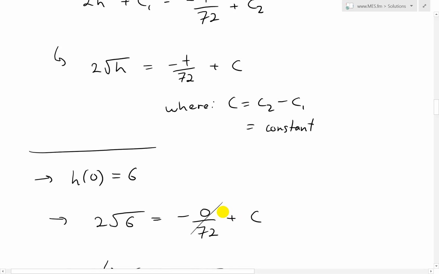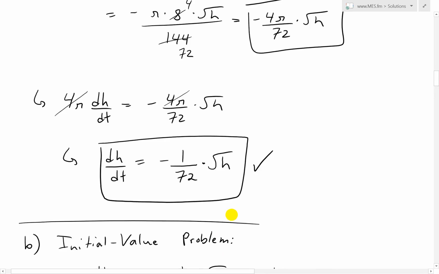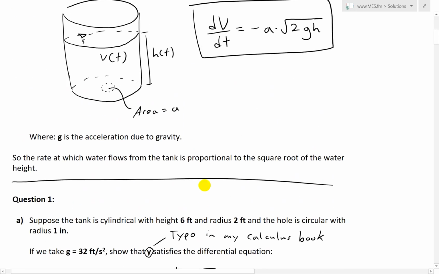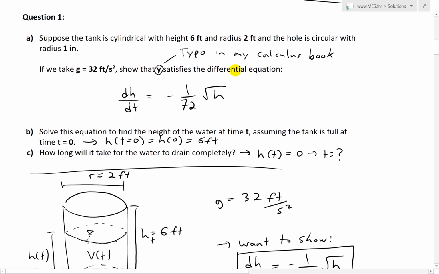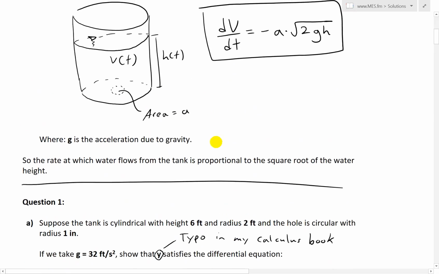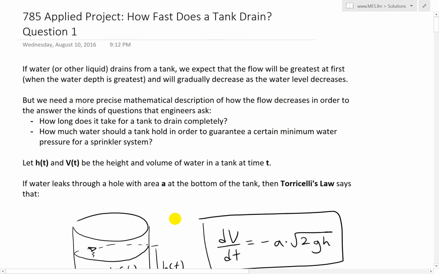Anyways, that is all for today. Hopefully you learn from this pretty extensive question 1 of the applied project. I have some other questions we'll go over in later videos, so stay tuned for those. Hopefully you learn from this pretty interesting applied project.